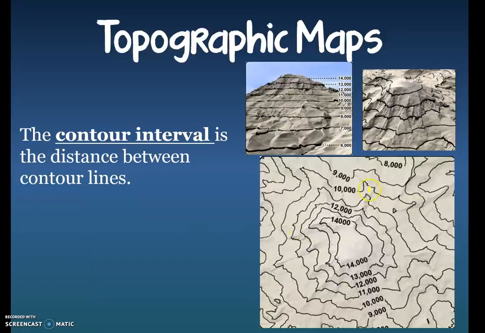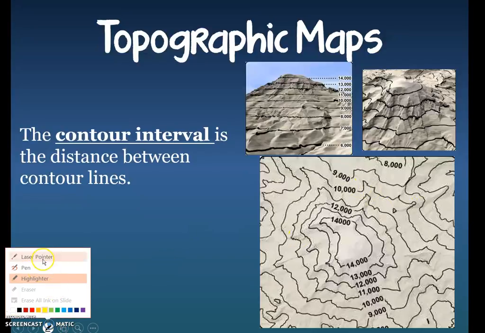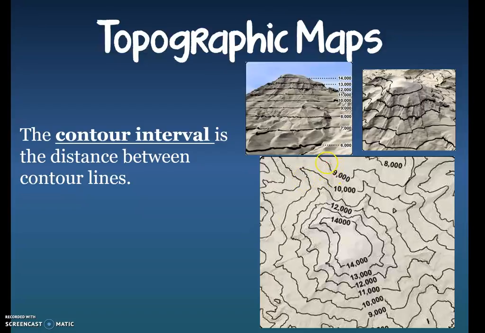Let me see if I can get my pen here. So again, right here we have 9,000, 10,000. The unlabeled line would be 11,000, 12,000. This unlabeled line would be 13,000 and 14,000. So this map has a contour interval of 1,000 meters because there are 1,000 meters between each contour line.